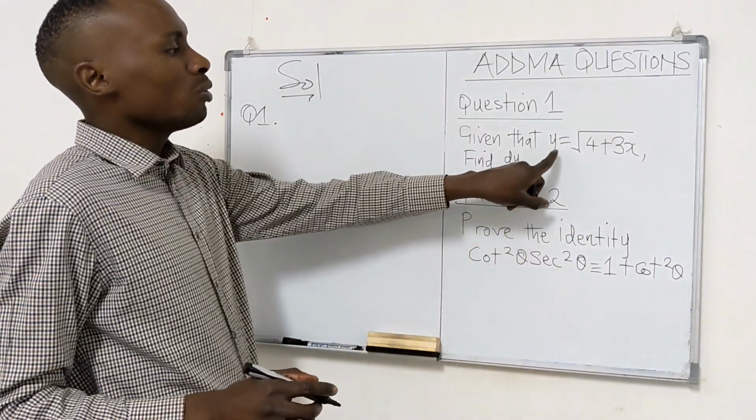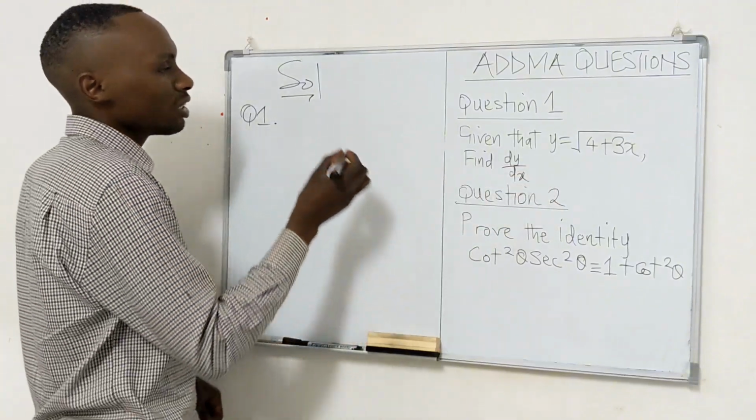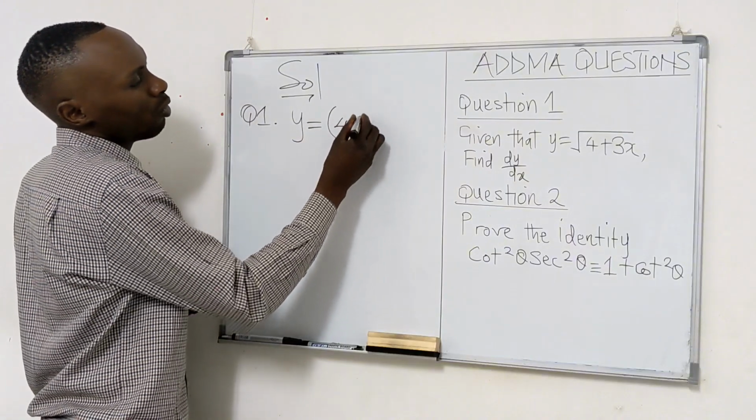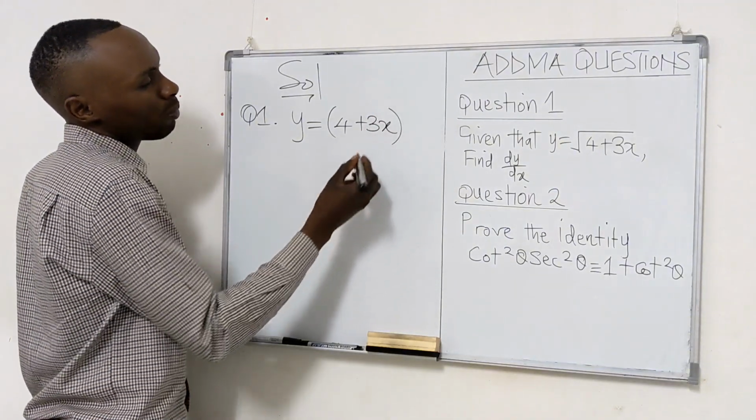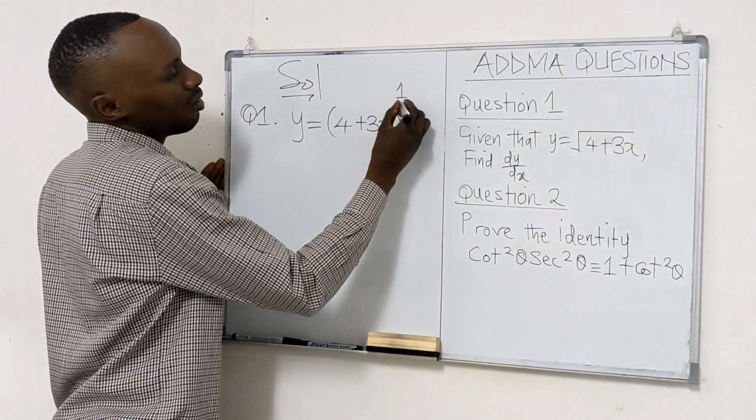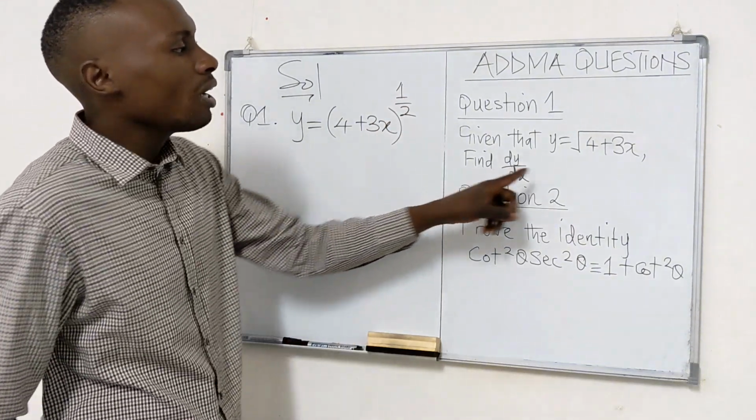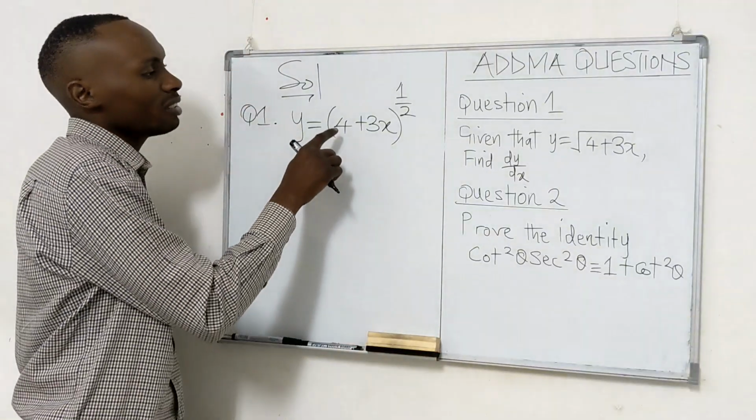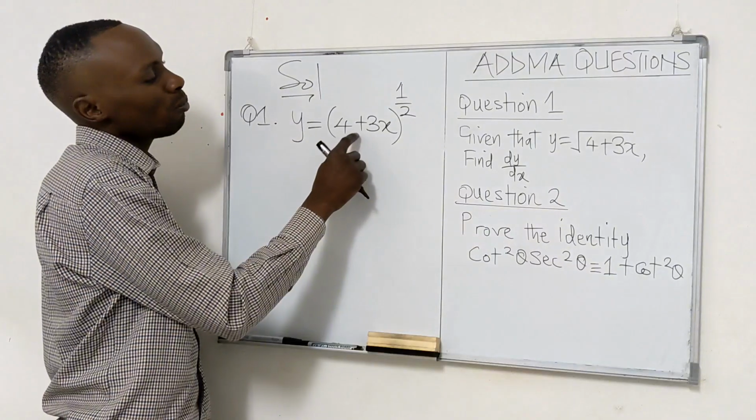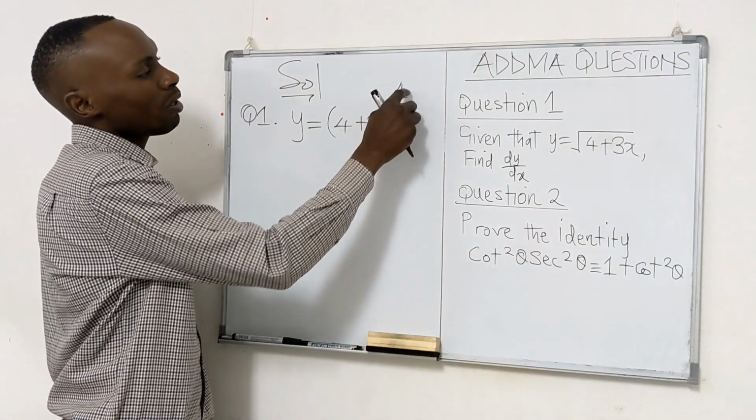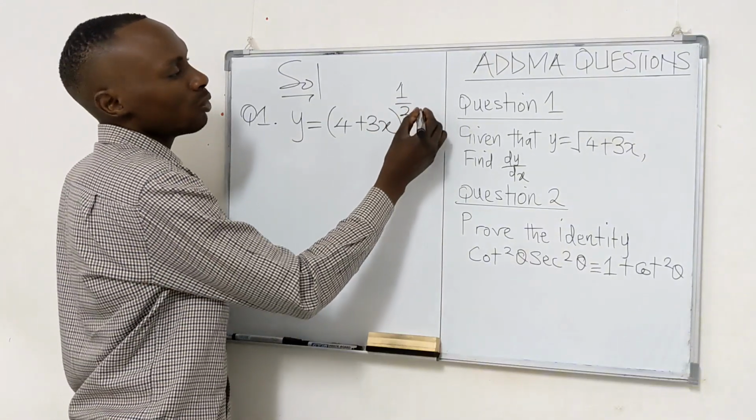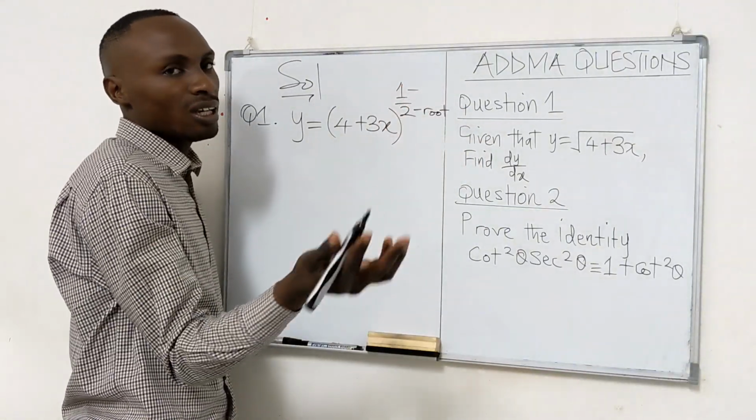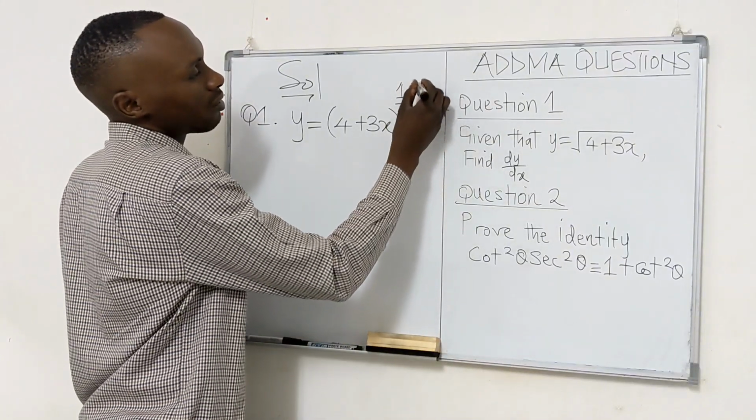For question 1, we are going to start by first of all writing this function in another form, which is y equal to (4 plus 3x) to the power 1 over 2. So y equal to the square root of 4 plus 3x is the same as writing it this way. Since this 2 means square root, this one is the exponent or the index.